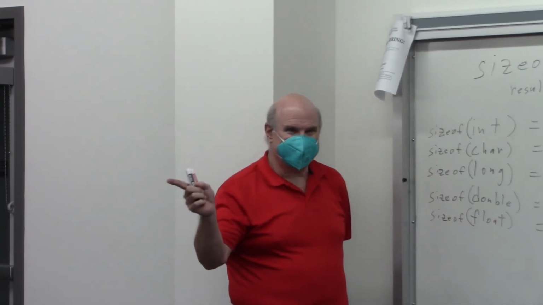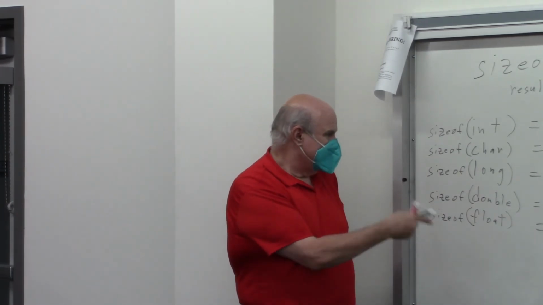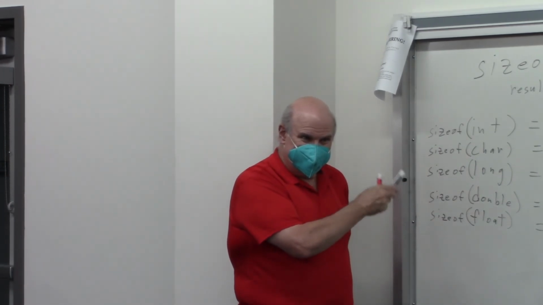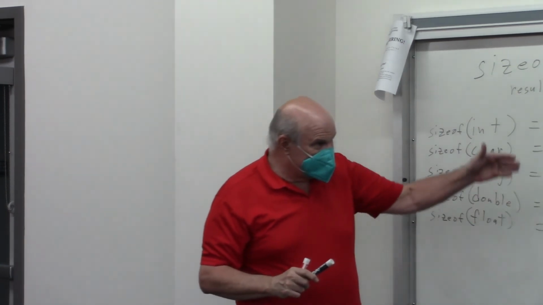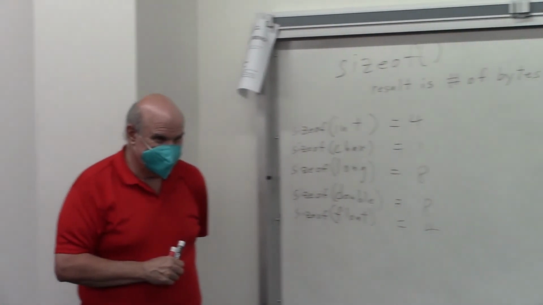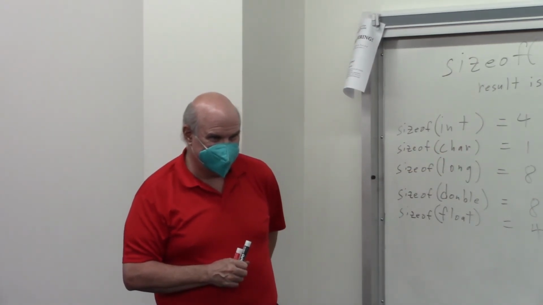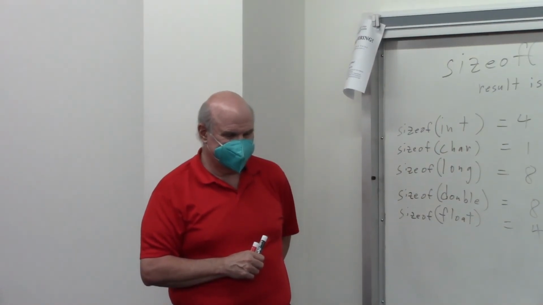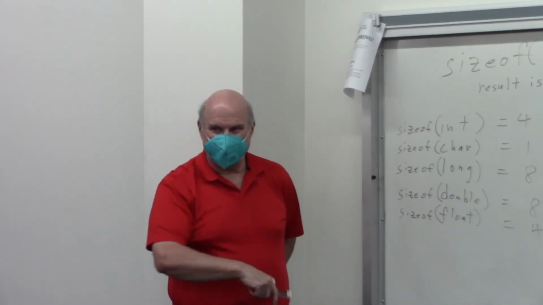Question over here somewhere? Okay. So that's sizeof. Sizeof is important to understand because you're going to use it in memory allocation using malloc. Free is just the reverse of malloc. It's giving the memory back. This is how all C programs are written.